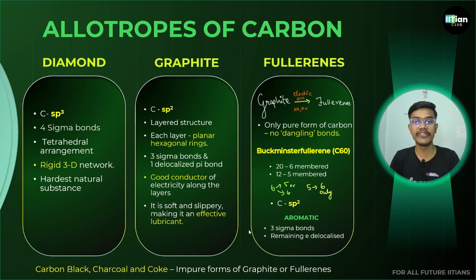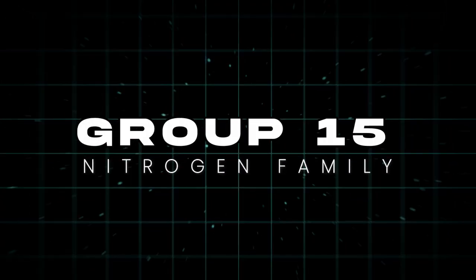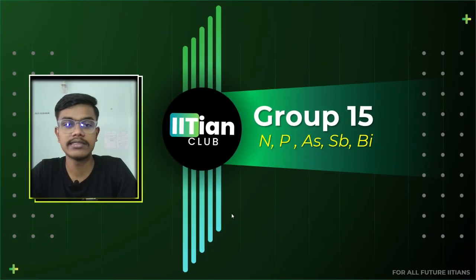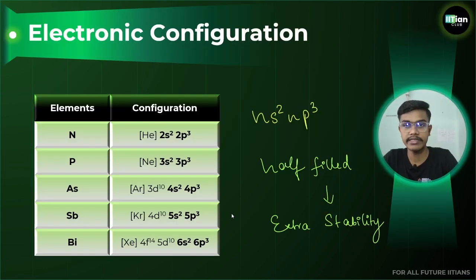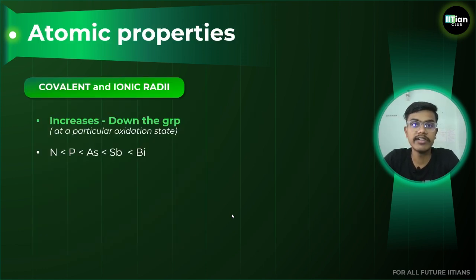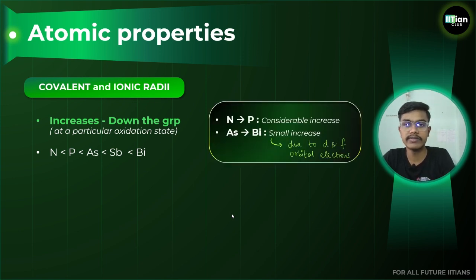Moving on, we have group 15: nitrogen, phosphorus, arsenic, antimony, bismuth. The electronic configuration is ns2np3, and here you can notice that the s orbital is fully filled and the p orbital is half filled, making the electronic configuration extra stable. Speaking about covalent and ionic radii, it increases down the group for a particular oxidation state. From nitrogen to phosphorus there is a considerable increase, but from arsenic to bismuth, due to the d and f orbital electrons, there's only a small marginal increase.